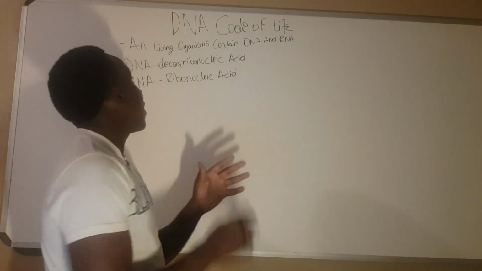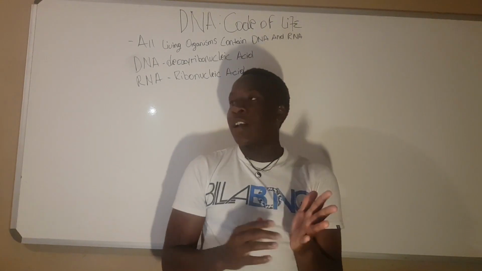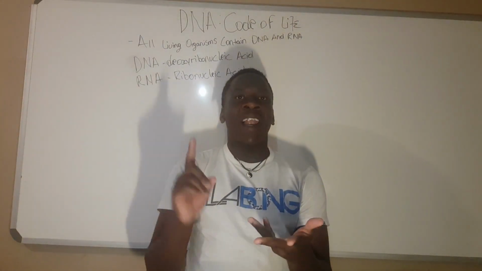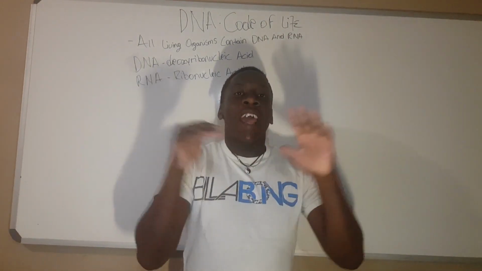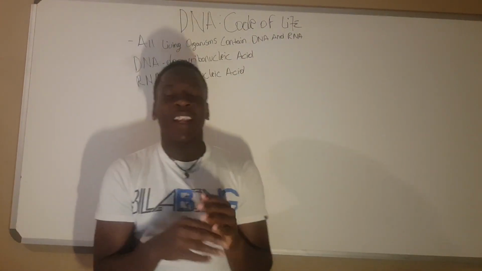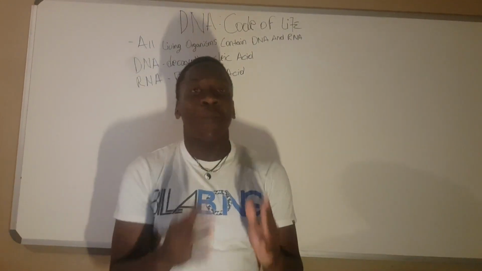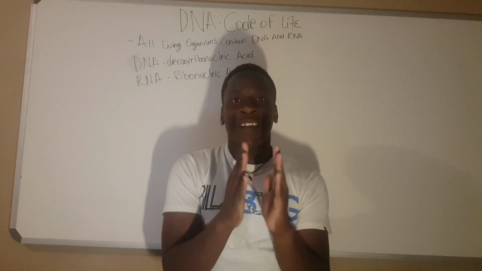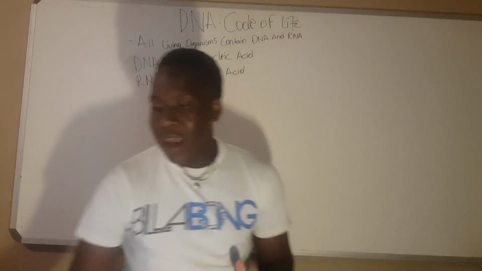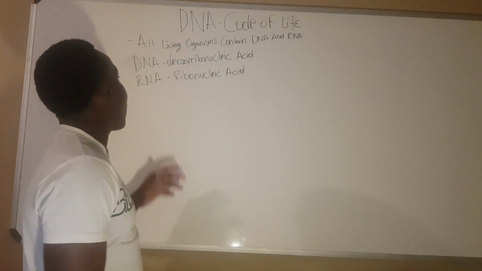Now, what we need to know is that all living organisms contain DNA and RNA, which means that humans, animals, plants, every living species contains DNA. Every living species has a different type of DNA. What I'm saying is your DNA is not the same as your brother's DNA. It might be a little similar, but not fully similar. You are unique to your own DNA.